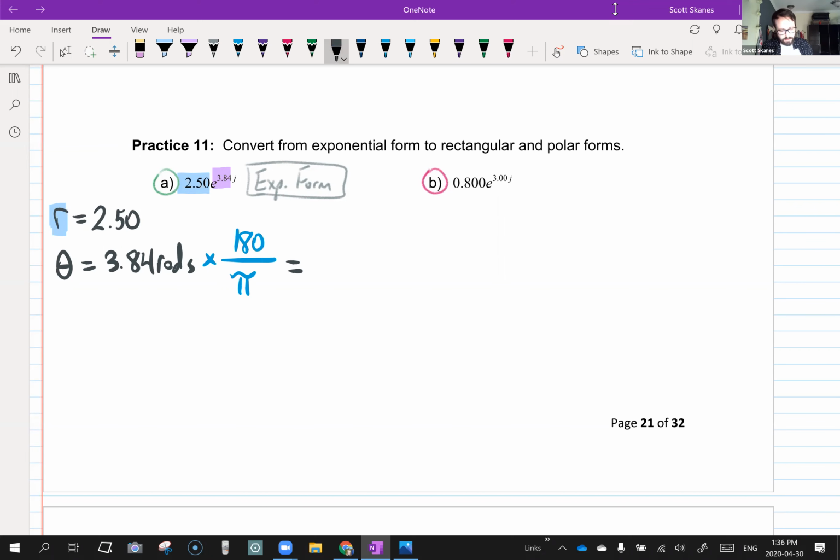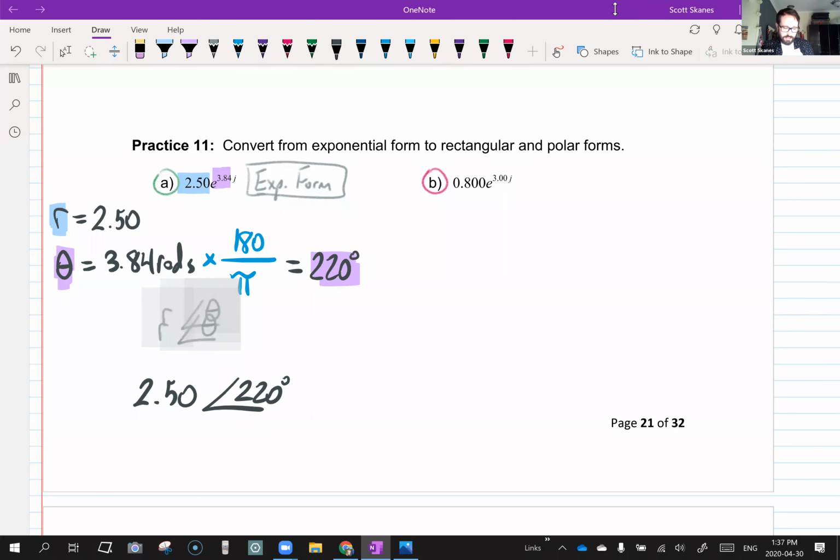What does that give us? 220. Okay, that's the same thing I had. Sorry, I'm just using my other notes as a reference. Now it's in degrees, and we can just put it into polar form. Remember, polar form just looks like this, and we have everything we need. We have our angle now. So it's 2.50 angle 220.